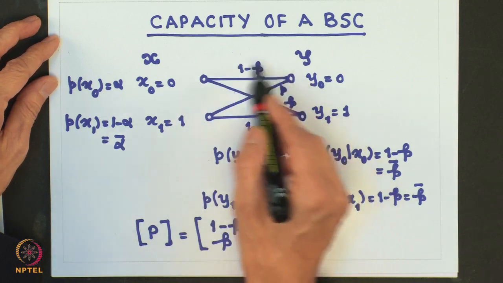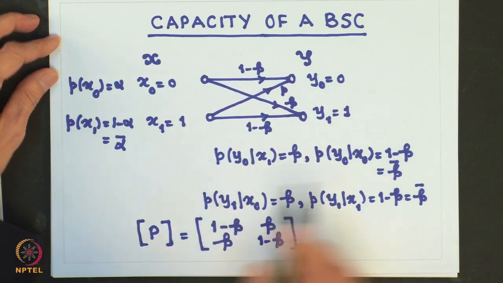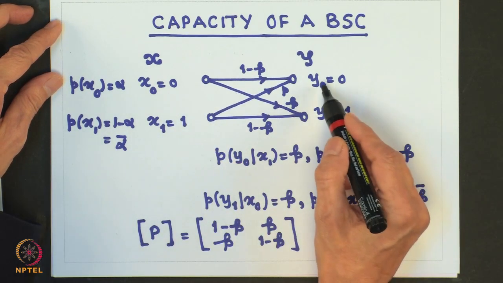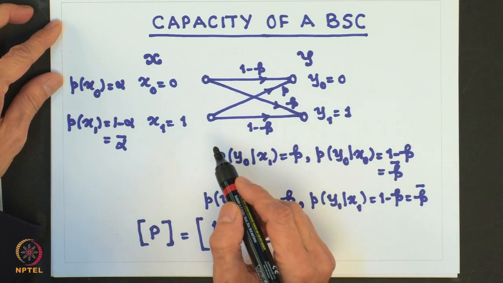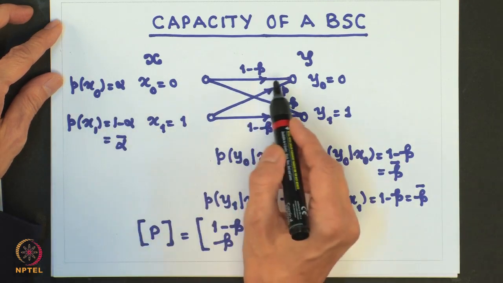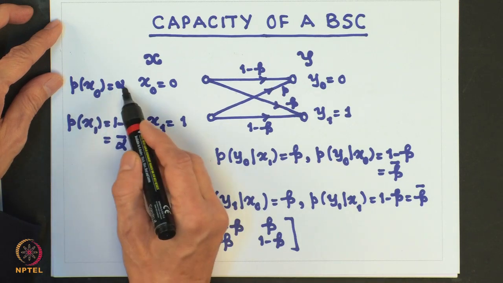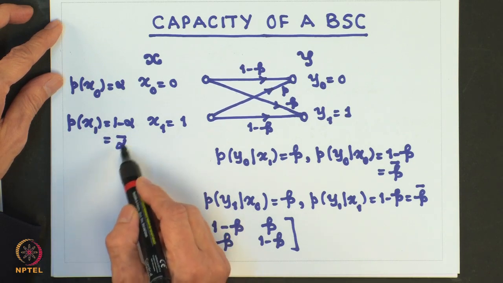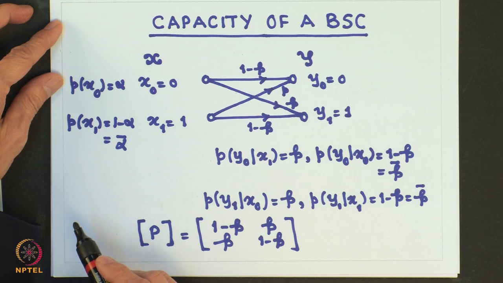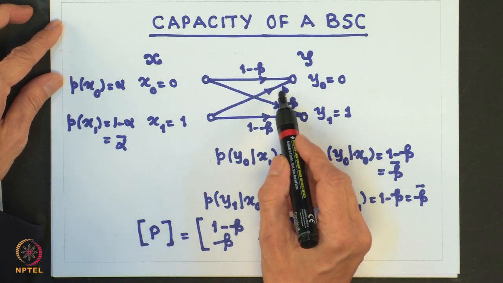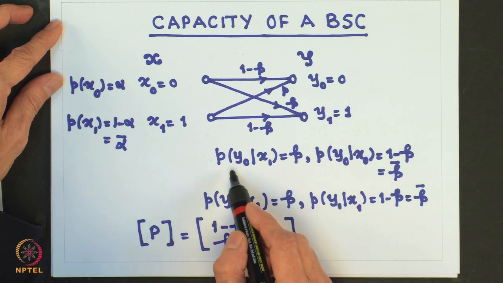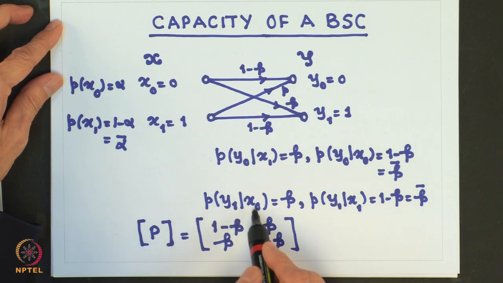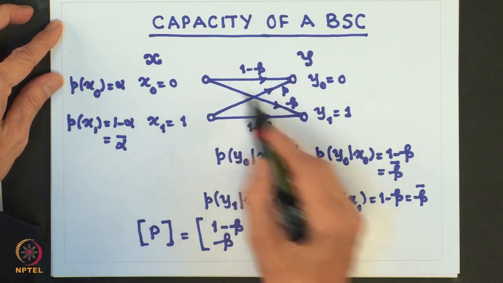Here I show the transition probability diagram for a binary symmetric channel. We have two inputs x0, x1, and two outputs y0, y1. The probability of x0 is given as alpha, and the probability of x1 will be equal to 1 minus alpha, which I call alpha bar. The transition probabilities are also specified here. The probability of y0 given x1 is equal to p, and the probability of y1 given x0 is also p. Therefore, it is a symmetric channel.